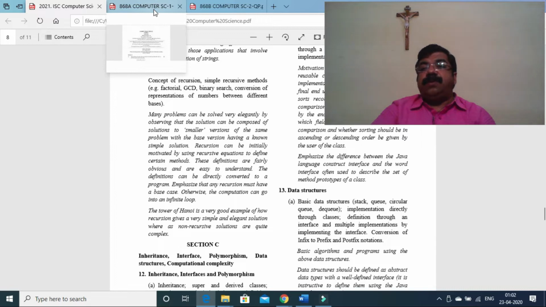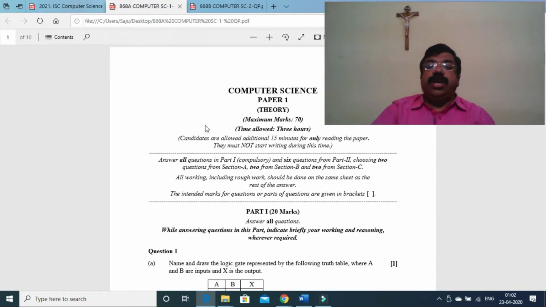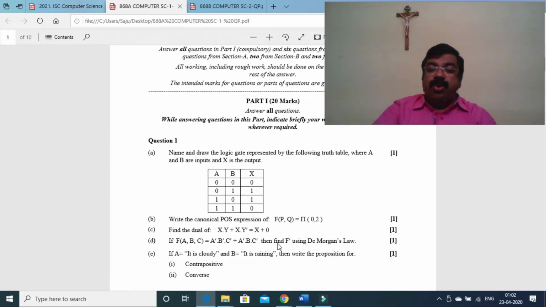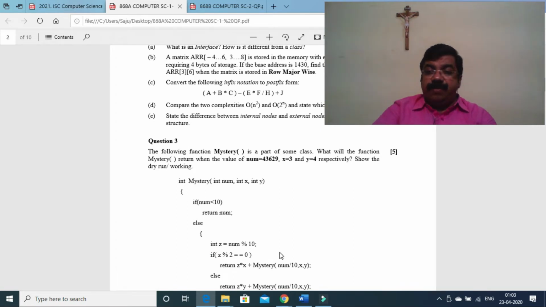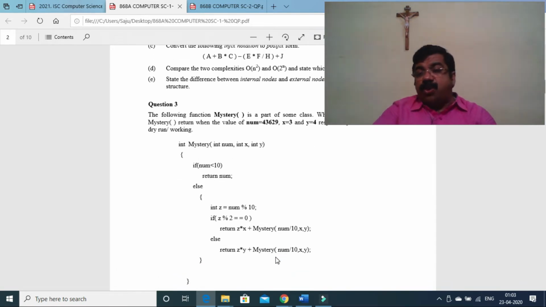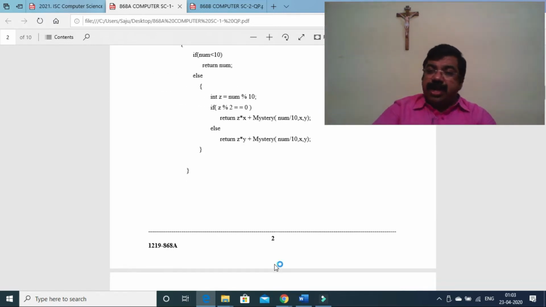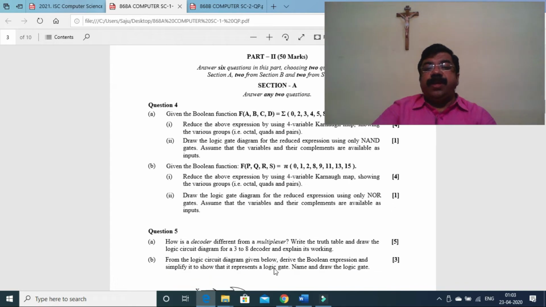So let's see the 2019 theory papers question paper. See, it is of 70 marks. Part 1, 20 marks. All the questions are compulsory. Then it will be including Boolean algebra. Then one question of the recursive function, which will be for finding out the output and all. It is of 5 marks, strictly from the recursive functions. Then Boolean algebra questions are there.